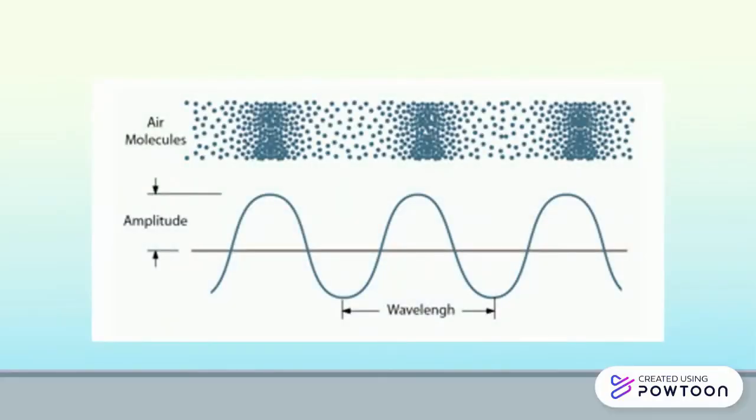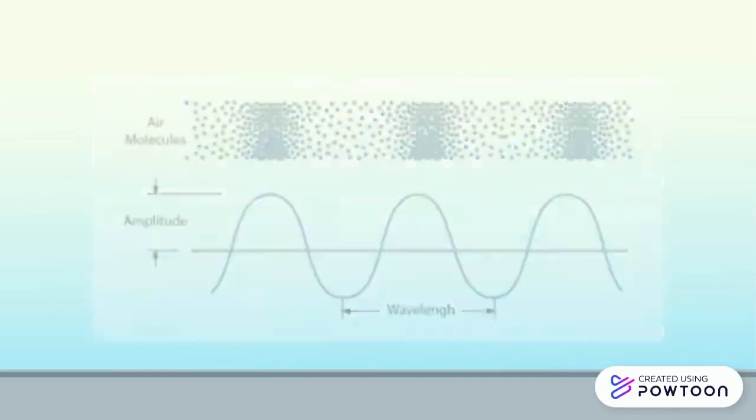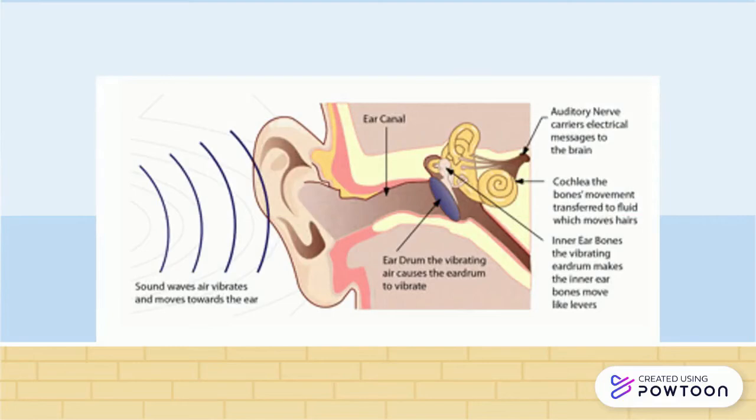From the middle line to the peak, we call it amplitude. From peak to peak, we call it wavelength. Sound waves vibrate and move toward the ear through the ear canal, and then the eardrum. The vibrating air causes the eardrum to vibrate. The auditory nerve carries electrical messages to the brain. In the cochlea, the bone movement is transferred to fluid which moves hair. The inner bones, moved by the vibrating eardrum, move like a lever.